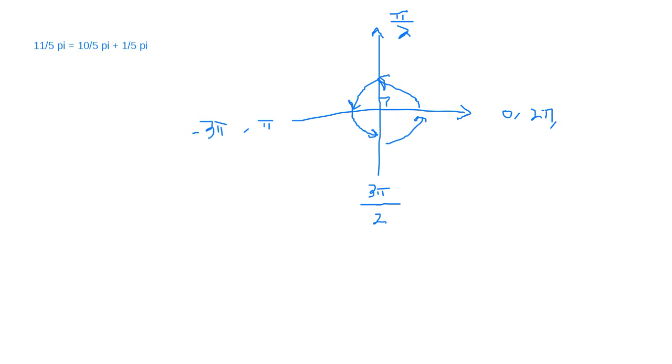Okay, now let's figure out 11 pi over 5. So what is the number 11 over 5? 11 over 5 equals 10 over 5 plus 1 over 5, right? So only look at the numbers. We can carry pi with us later. So 11 over 5, that's 10 over 5 plus 1 over 5. And what is that? 10 over 5 is 2, right?